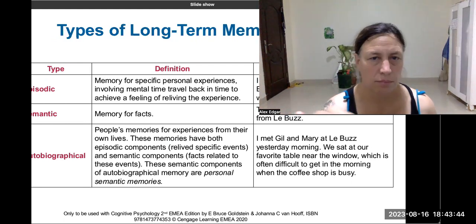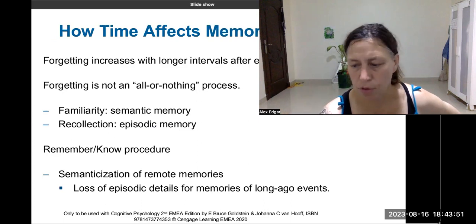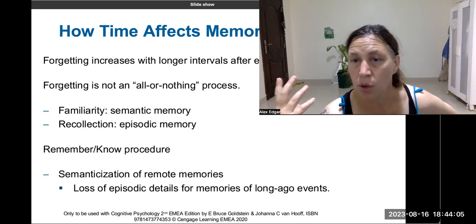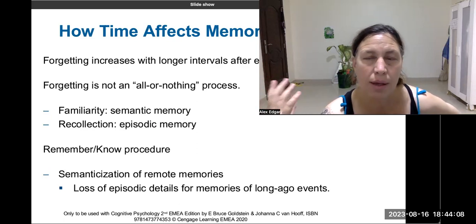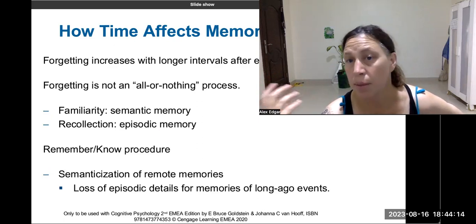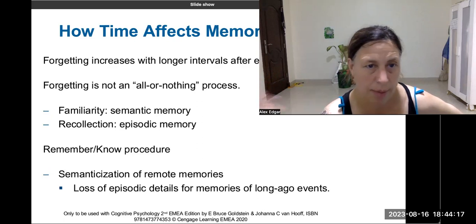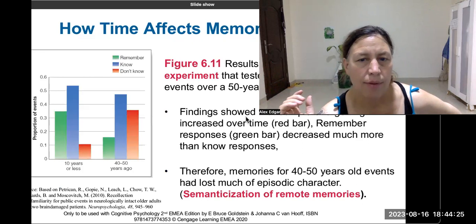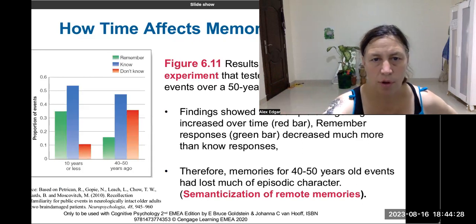How time affects memories. Obviously, as time goes past, your memories decay, meaning that you forget. It's not all or nothing. The more familiar you are with information, the stronger your semantic memory. The more you can recollect, the stronger your episodic memory. Some people have amazing episodic memories, and some people have phenomenal semantic memories. Some people don't. So there's a spectrum of ability. We do semanticize remote memories and we lose the episodic details. And this is a graph showing that process over time.